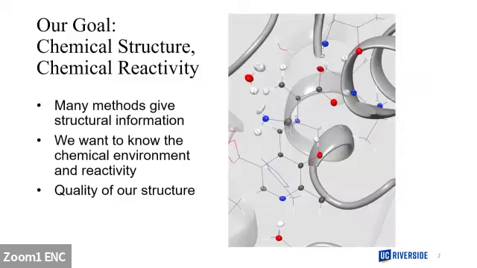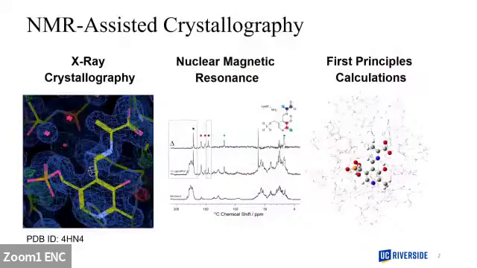For this work, we're using what we call NMR-assisted crystallography, which is the integrated approach of X-ray crystallography, nuclear magnetic resonance, and first principles calculations. All three are powerful tools in their own right, but by combining them, we gain resolution greater than any one technique.